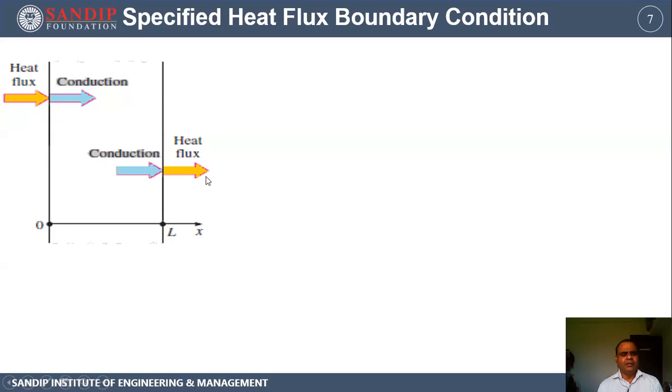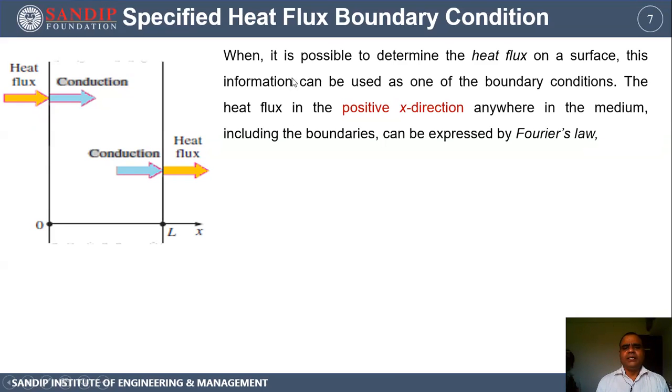This heat flux may be obtained by radiation on this surface, or maybe because of something which is in contact with this particular surface. So let us assume the heat flux is known to us. Many times when it is possible to determine the heat flux on the surface, this information can be used as one of the boundary conditions. The heat flux in the positive x direction anywhere in the medium, including the boundary, can be expressed by using Fourier's law.